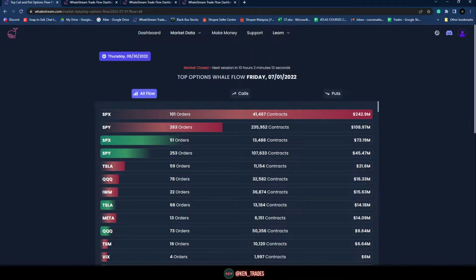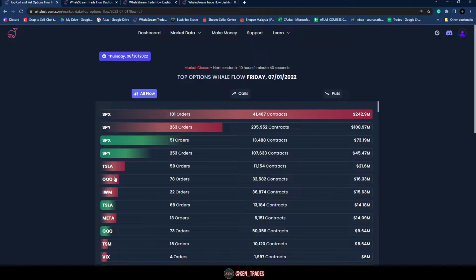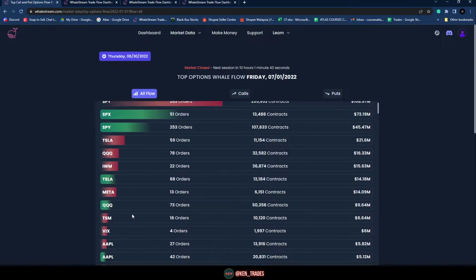And then I also have some for SPX call, SPY call. Then Tesla. Most of the time, obviously, SPX and SPY are the most liquid options, so they obviously have a lot of orders. And then maybe you want to move down a little, you can see mainly tech stocks are all quite bearish. Tesla over here, QQQ, IWM, Tesla a bit of calls, Meta, and so on. So generally the market is slightly bearish.